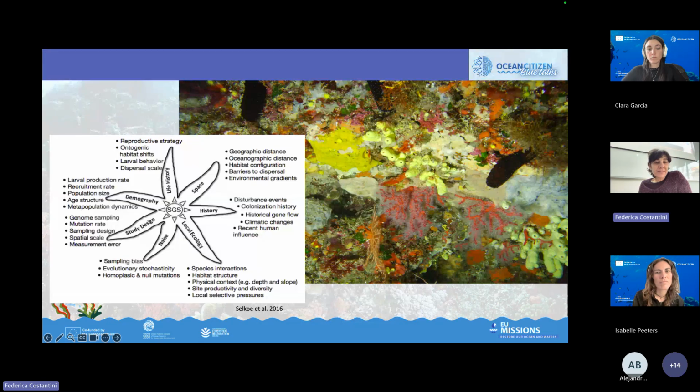So animal forests such as corals and sponges are sessile organisms that can disperse only through their gametes and larvae. Their dispersal success is linked to their functional traits, such as their reproductive strategies and larval behavior, as well as demographic factors, including larval production rate, the recruitment rate, and population size. Finally, dispersal is also influenced by their interaction with other species, interaction that can be positive or negative, and by their ecological history. So it's not so easy to understand the dispersal processes of these species.